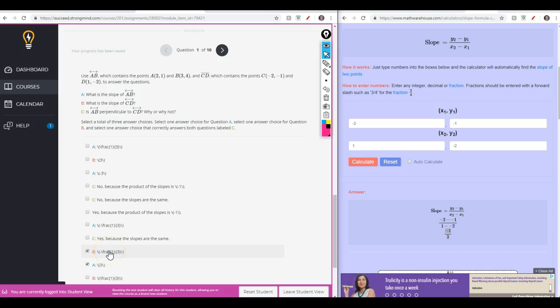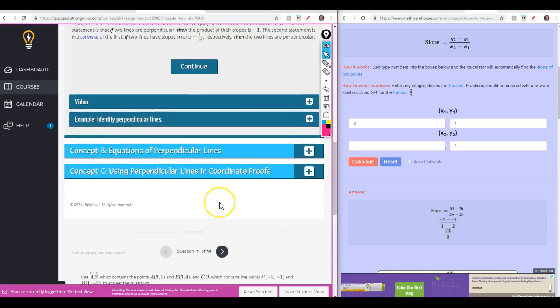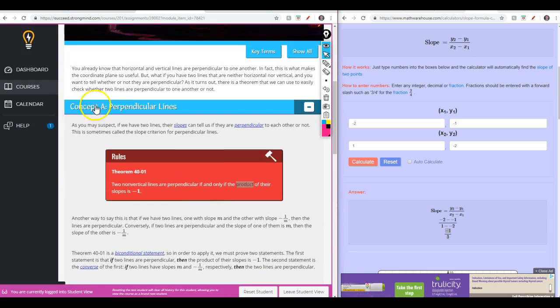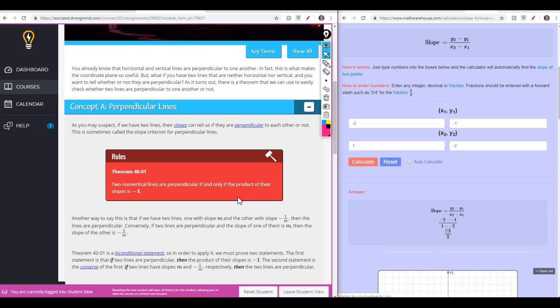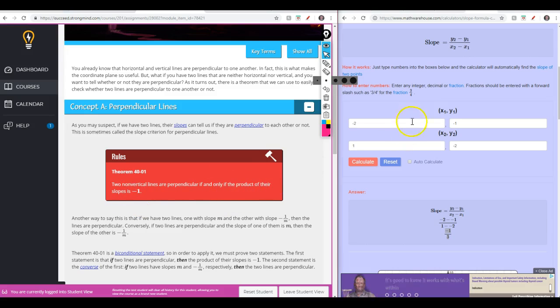So then question C: is line AB perpendicular to line CD? Why or why not? If I didn't know, I would just go up here to the first one, concept A, perpendicular lines, and right here it says 2 non-vertical lines are perpendicular if and only if the product of their slopes is -1. So again, what does product mean? It means the number that you end up with after you multiply two numbers together. So these two numbers are going to be their slopes.